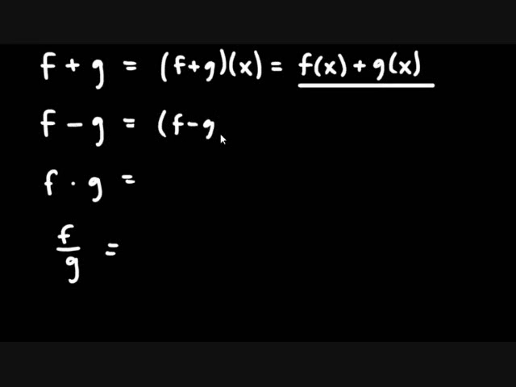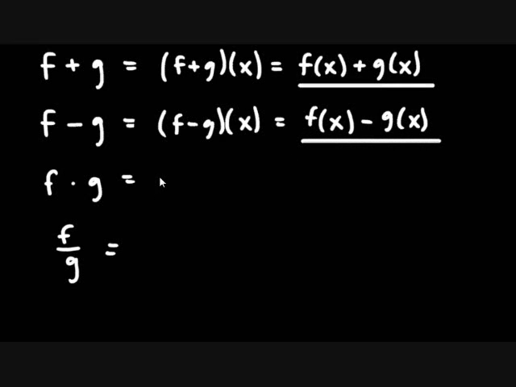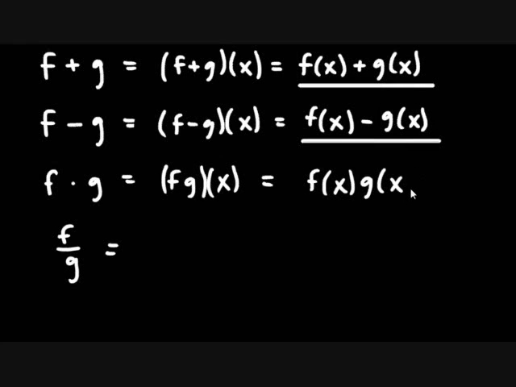So moving on to the difference. The difference between f and g would be f minus g in parentheses with an x in parentheses following it. And that is the same thing as writing f of x minus g of x. The product of two functions, so f times g, is the same thing as saying f times g in parentheses and then x in parentheses behind it, and that is equivalent to saying f of x times g of x. So I'm sure that you can start to see the pattern.